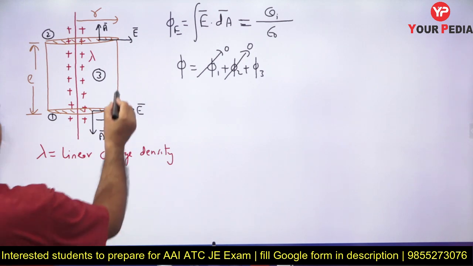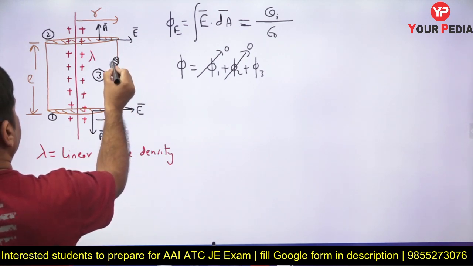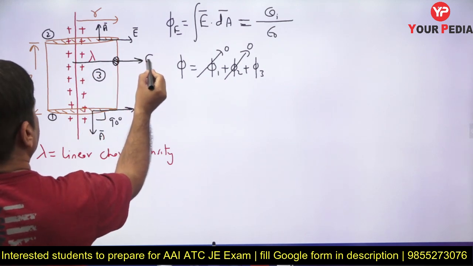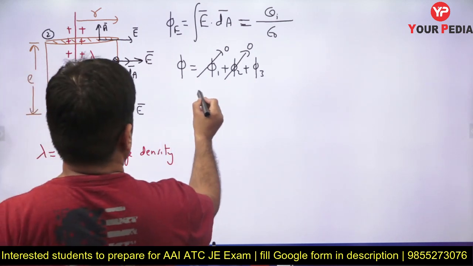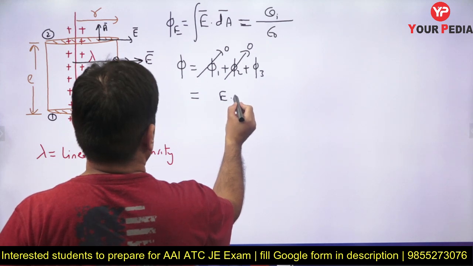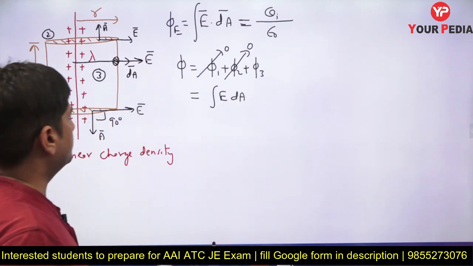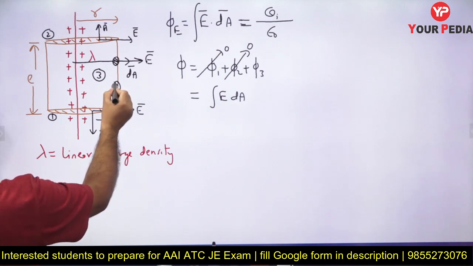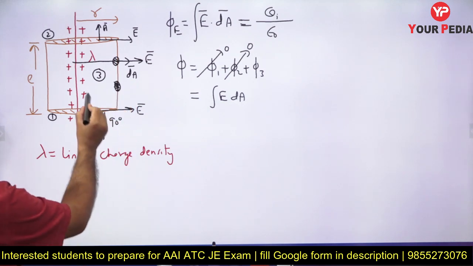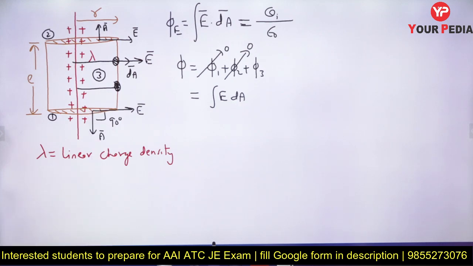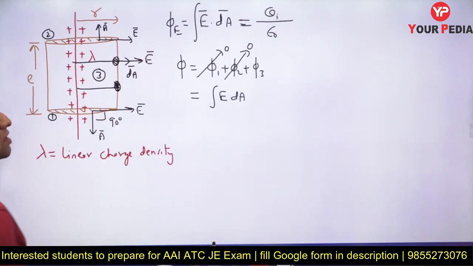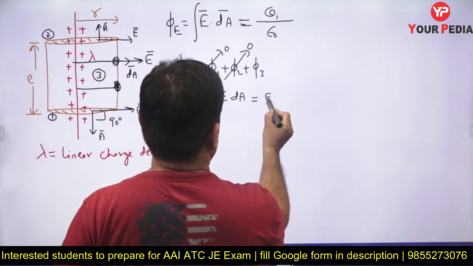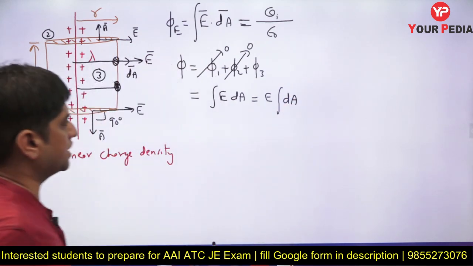Now let us assume there is an elemental area dA here, and electric field vector E and elemental area vector dA are in the same direction. So what is phi now? It is equal to integration of E into dA, because there will be so many such area vectors. Small elemental areas I can take at numerous positions. E everywhere is the same, that means at distance R the electric field is the same, so I can take E outside. This becomes E into integral dA. That is what I get.